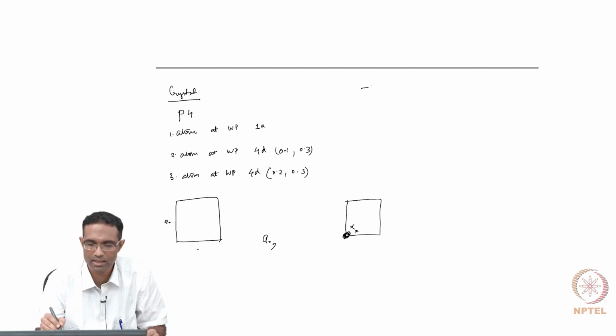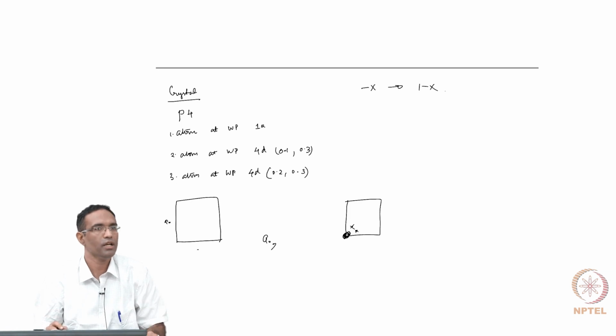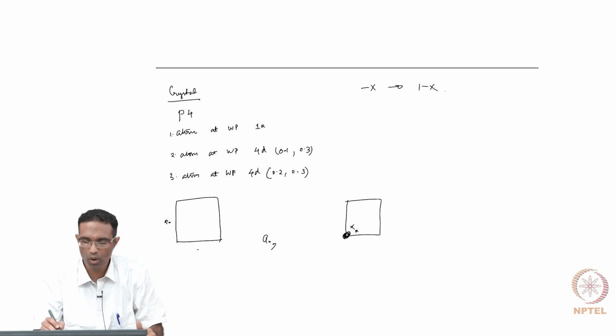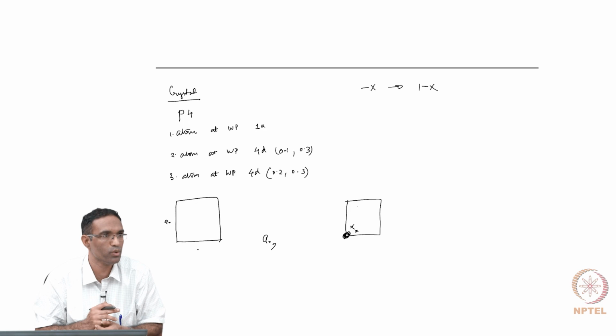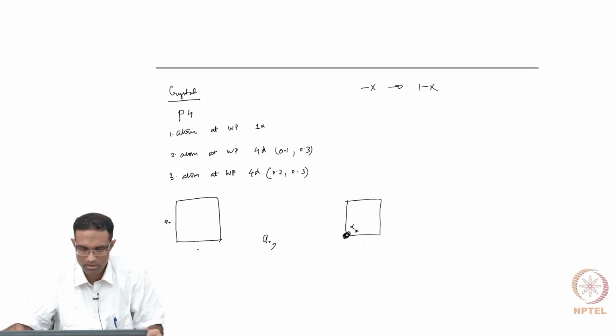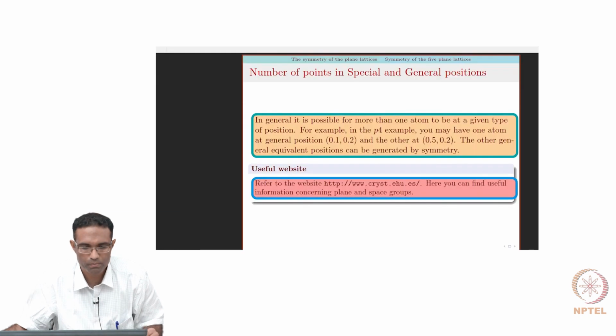So whenever you see minus x, all you have to do is do 1 minus x and replace it with 1 minus x. If you see minus y, you have to replace it with 1 minus y. Then you know all the points that are lying inside the unit cell, and once you know all the atoms lying inside the unit cell, you can actually generate the entire crystal. So we will see an example of this right now.